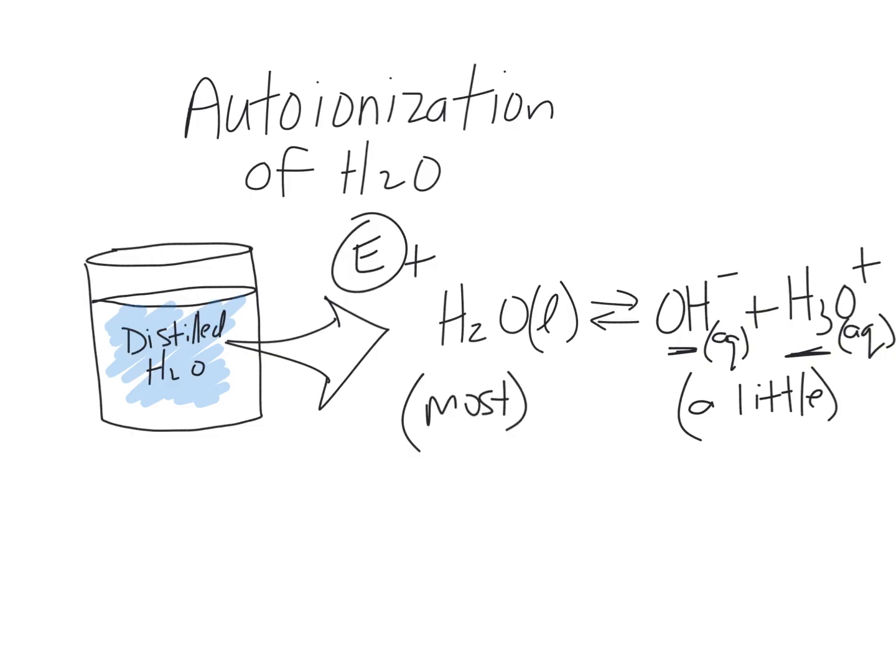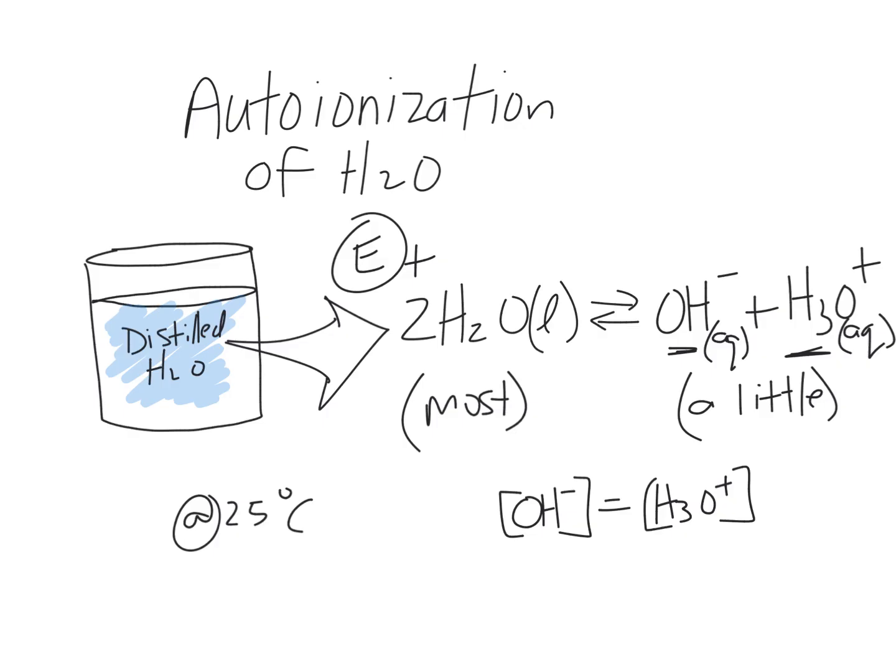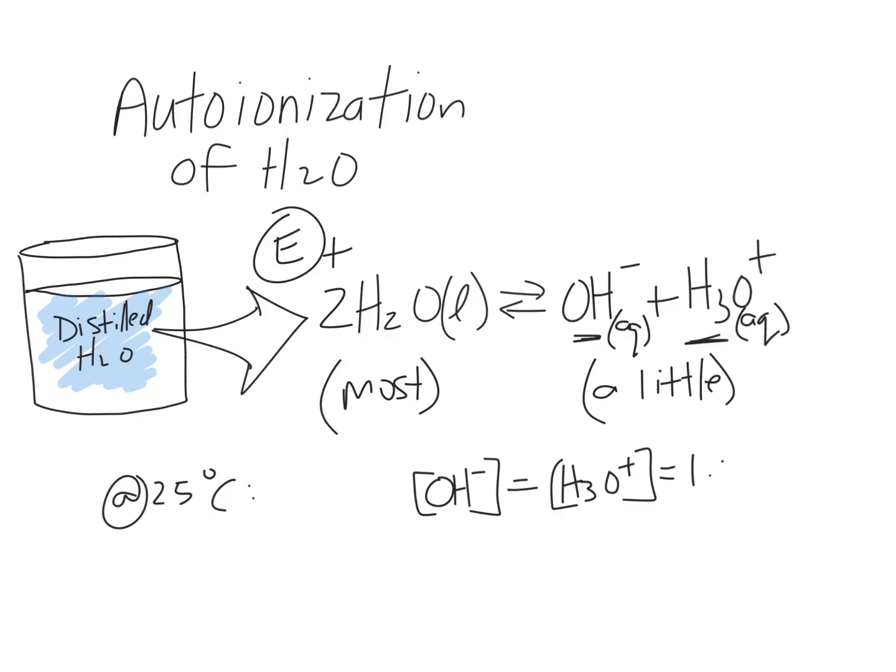You might have guessed that because it's basically a decomposition reaction, right? Oh, I haven't balanced it correctly, so there we go. It's basically a decomposition reaction, right, where we have one molecule on the left breaking into parts on the right-hand side. Well, the truth about this, okay, is that at 25 degrees Celsius, the concentration of hydroxide is obviously equal to the concentration of hydronium. And as long as it's at 25 degrees Celsius, those concentrations are both 1.0 times 10 to the minus 7 moles per liter.